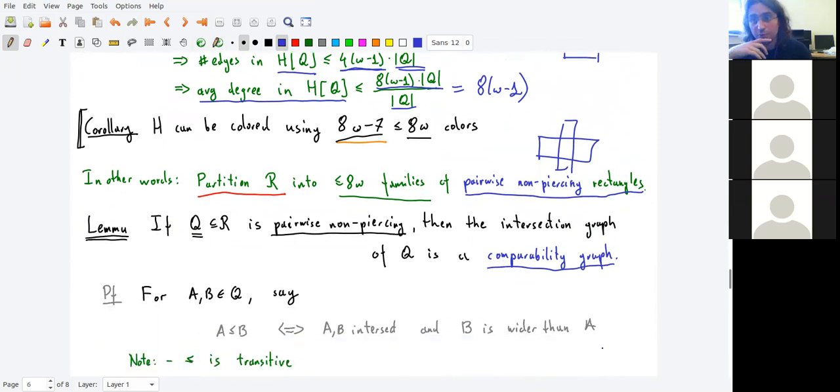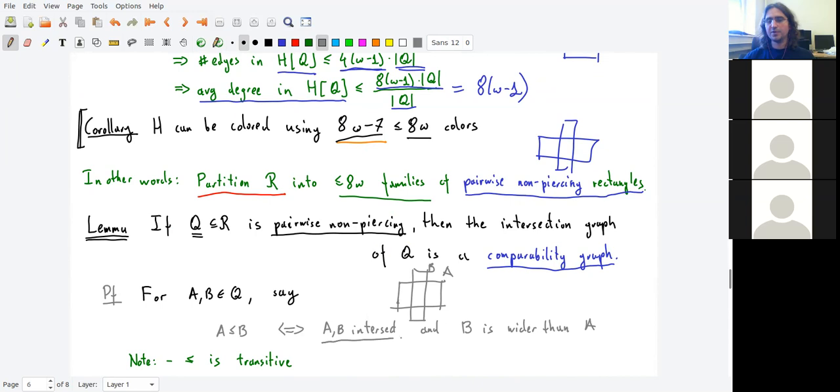Yeah. So now in order to prove that it is a comparability graph, I need to give you a partial order with the following property: two rectangles are intersecting if and only if they are comparable in this order. And the order is as follows. Imagine I've got two rectangles, say rectangle A and rectangle B. Yes, they are non-piercing, and I make them comparable and say A smaller than B if they intersect.